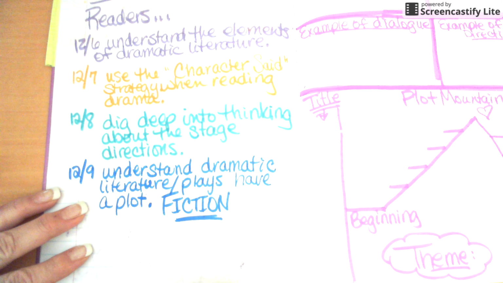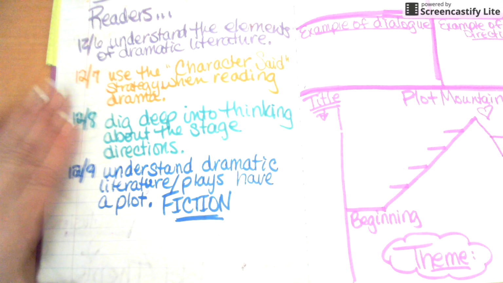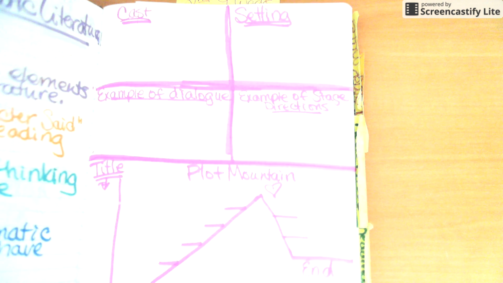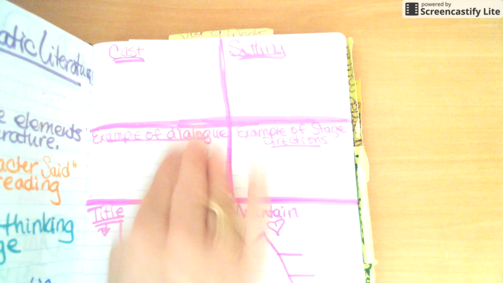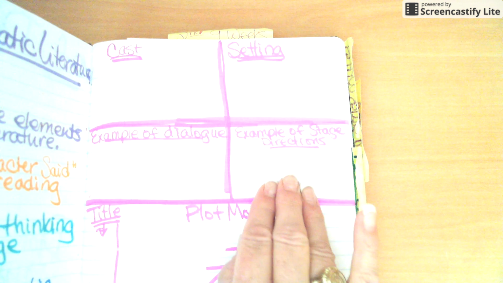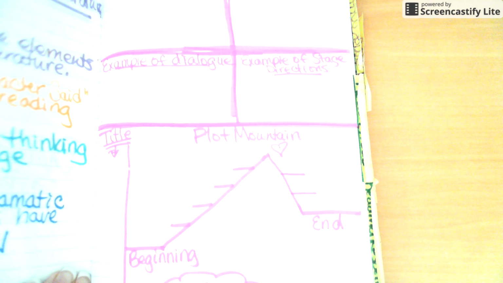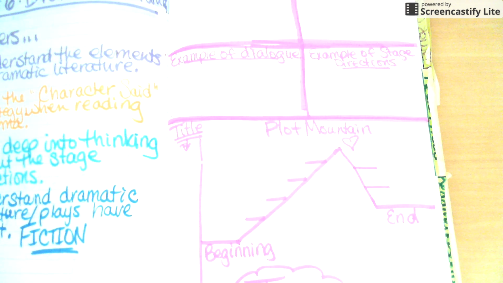All right, you should have read plays all week, done reading questions about plays, done a few of these anchor charts about plays so that you can be really focused in on the characters, the settings, some examples of dialogue, examples of stage directions, your plot mountain. I'm going to type up those instructions into each one of your Google Classrooms for every day. Make sure that you are tracking your thinking while you're doing dramatic literature.